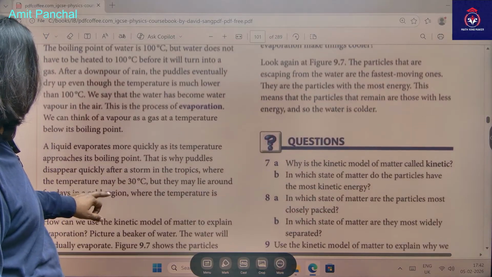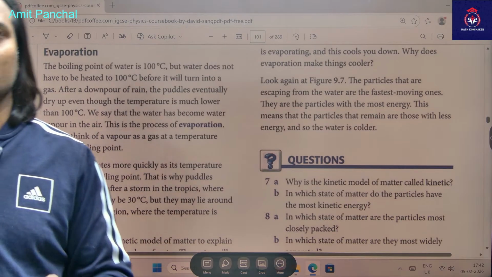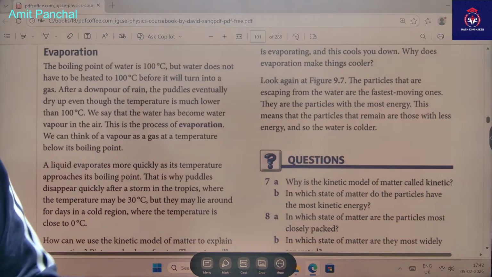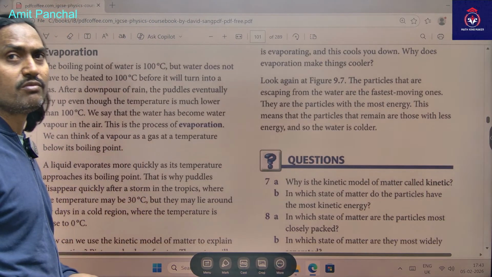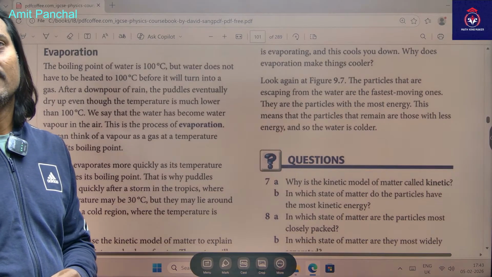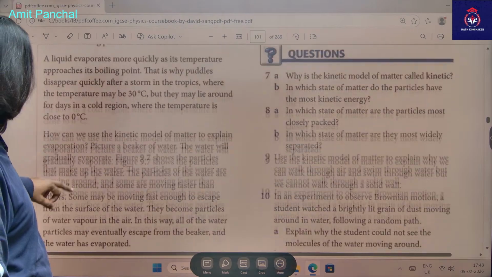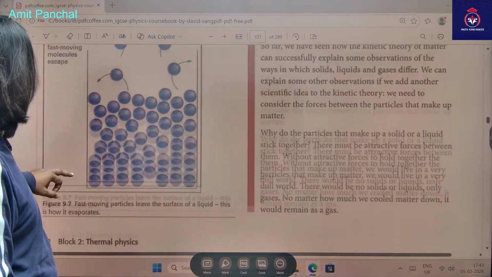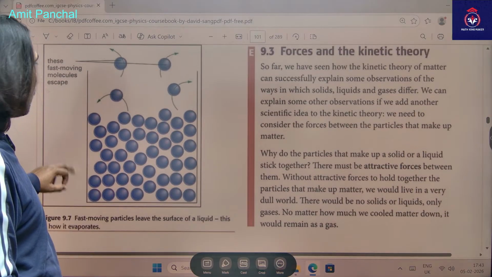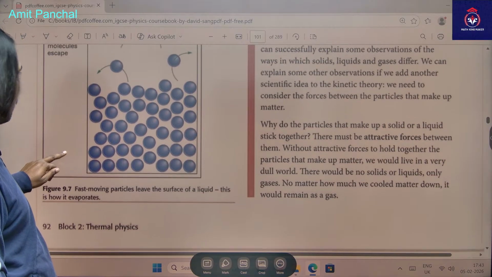Now, evaporation. Any doubt in evaporation? I think it is very simple. Evaporation is a process in which your liquid is converting into gas, and the temperature at which it converts into gas is called the boiling point. But it doesn't start quickly at the boiling point. It takes some time. Got it?